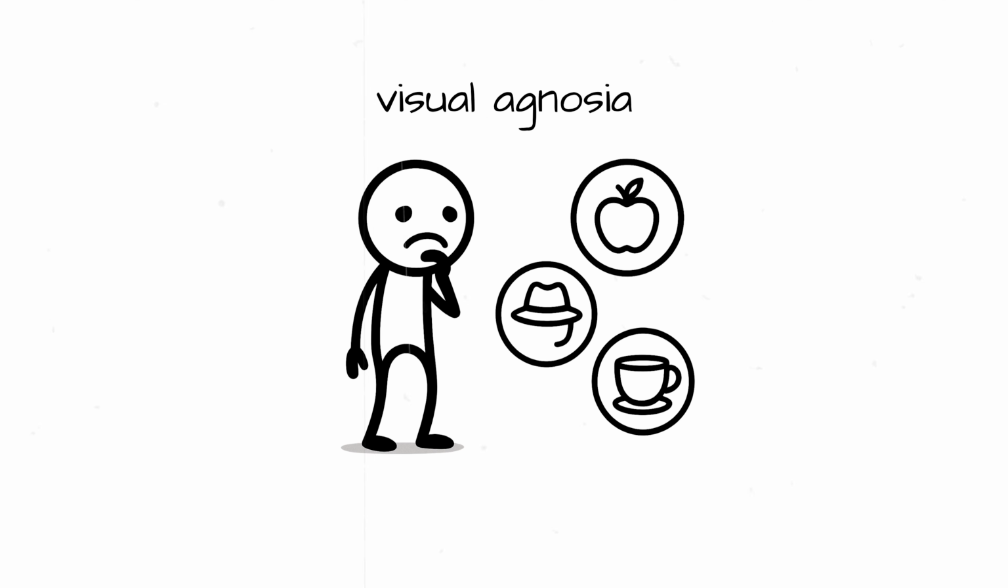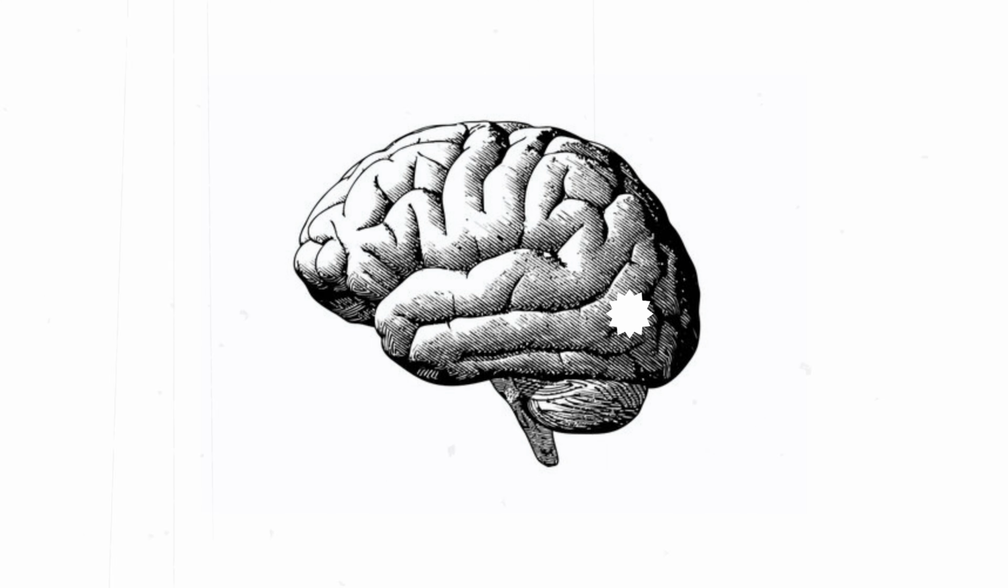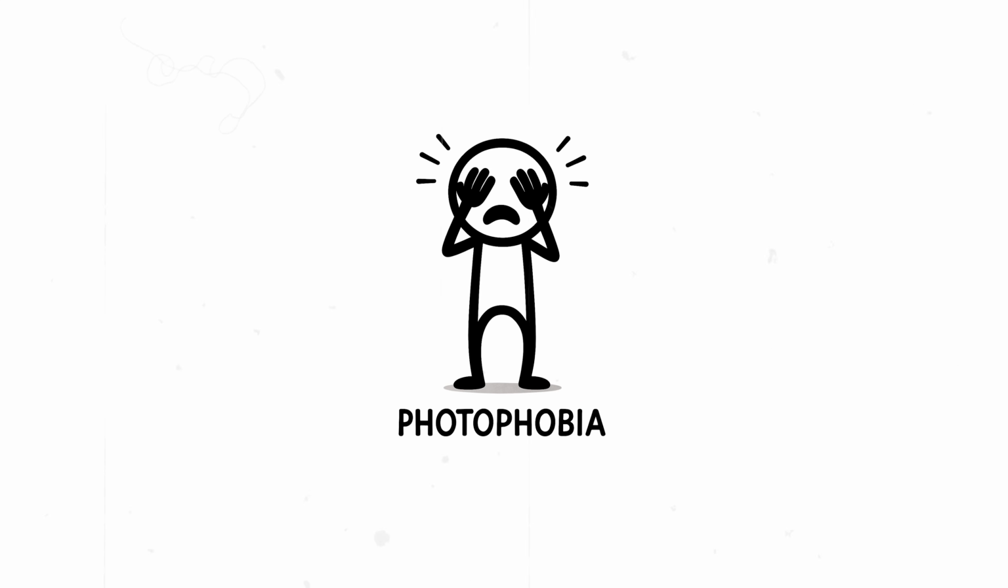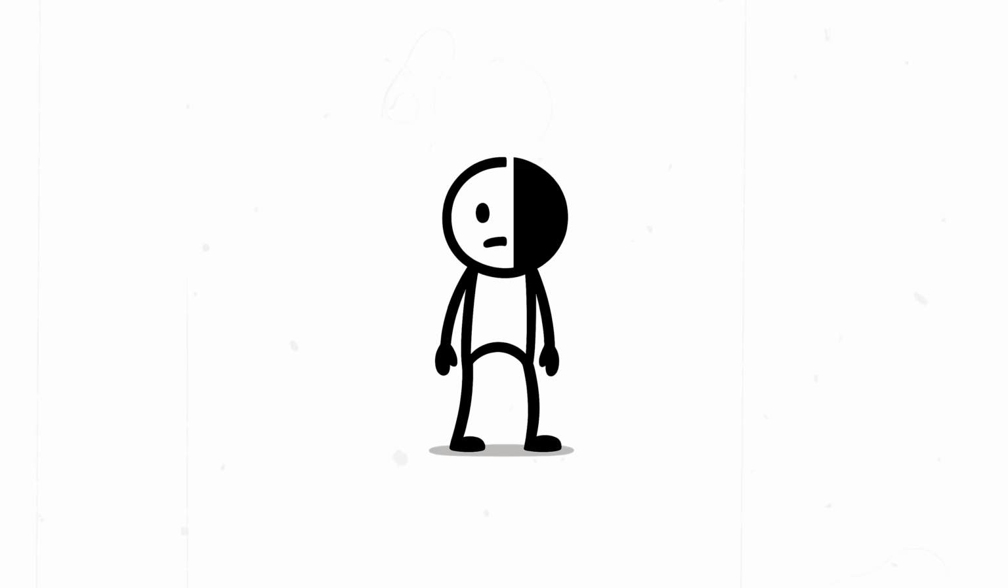Damage to the visual association areas can result in visual agnosia, where a person can see but cannot recognize objects or faces. This is especially true for lesions in the ventral stream. Chronic occipital seizures can also cause persistent visual disturbances like photophobia or motion sensitivity. Some people develop visual field cuts like hemianopia, where one half of their visual world is missing.